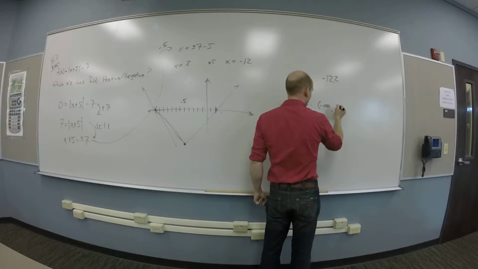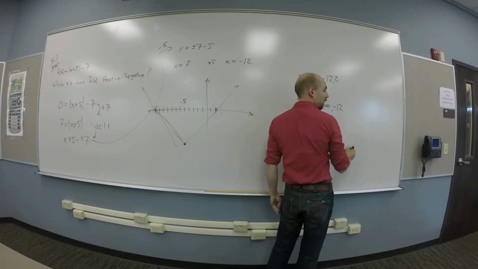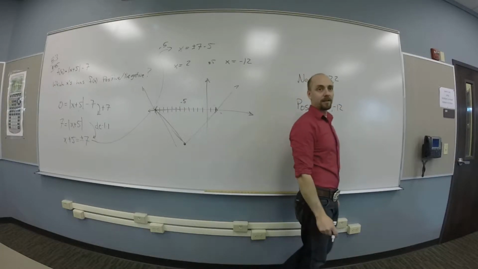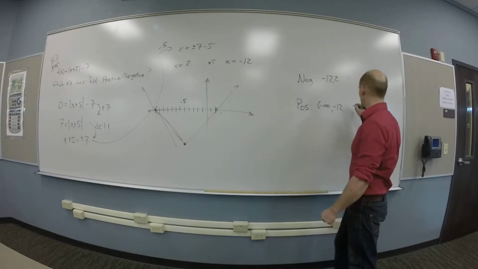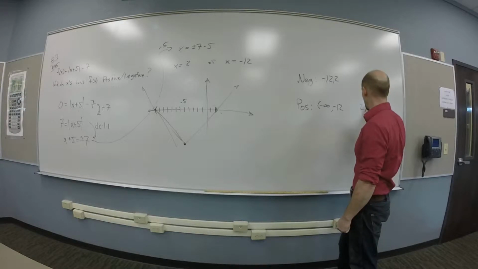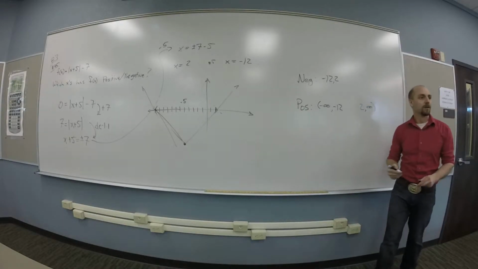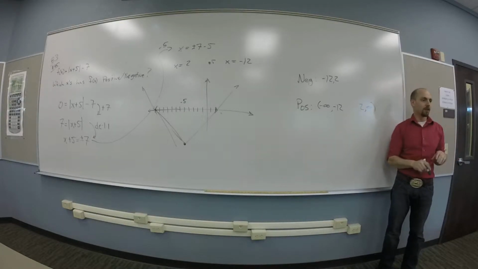I'll put that bracket on for you. And then it's positive again, from 2 to positive infinity. And I'll put that bracket on for you. Now you guys get to straighten out the missing brackets and the missing symbol.